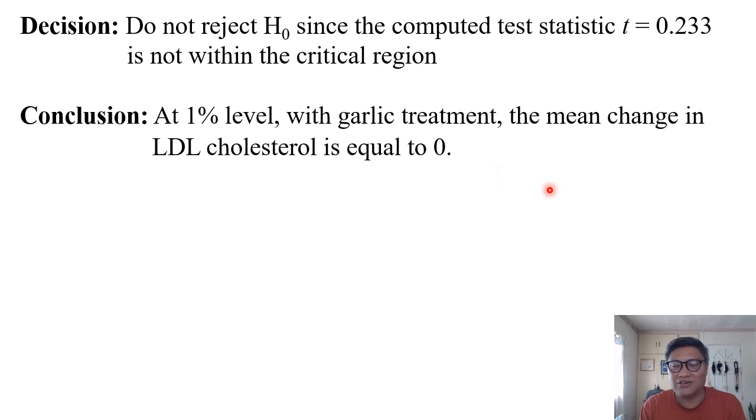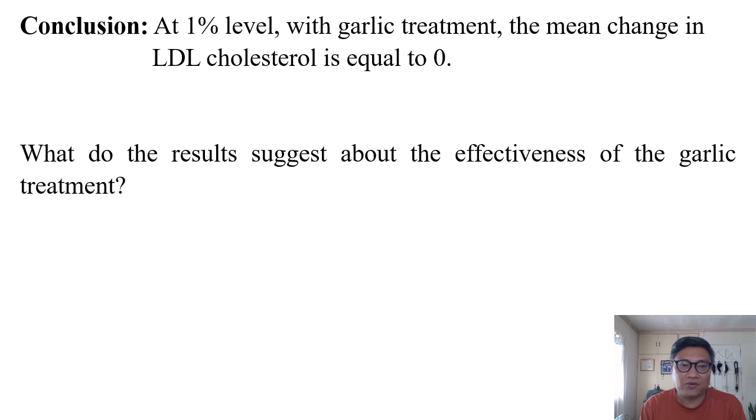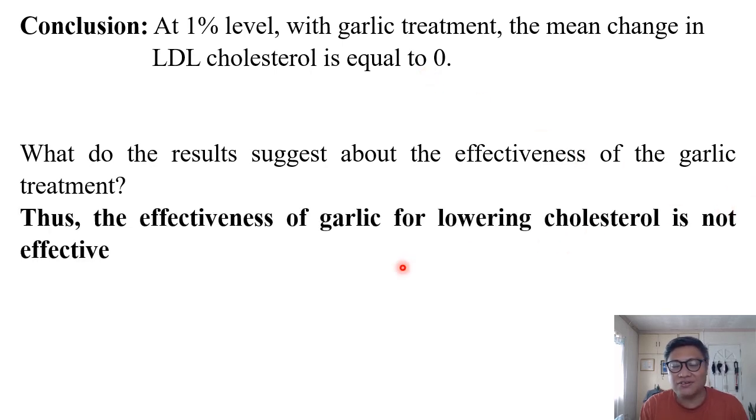So the implication is, is it effective or not effective? That's another question. So what do the results suggest about the effectiveness of the garlic treatment? Because our conclusion is that it is still equal to 0, there is no change in the cholesterol level before and after taking the garlic, then it means that it is not effective. So the garlic is not effective for lowering cholesterol because it is not significant, class, at 1%.